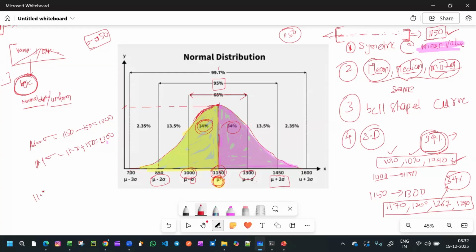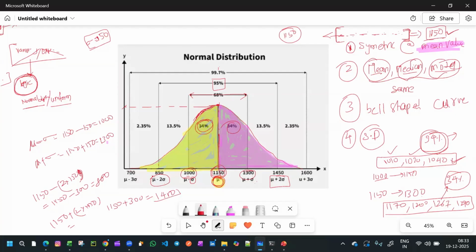So 1150 is my mu, minus double the standard deviation. So 2 multiplied by 150 is equal to 1150 minus 300. That is equal to 850. Similarly, 1150 plus 2 multiplied by 150, that is equal to 1150 plus 300, that is equal to 1450.